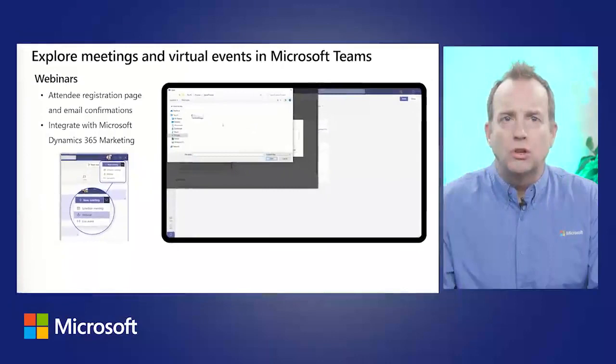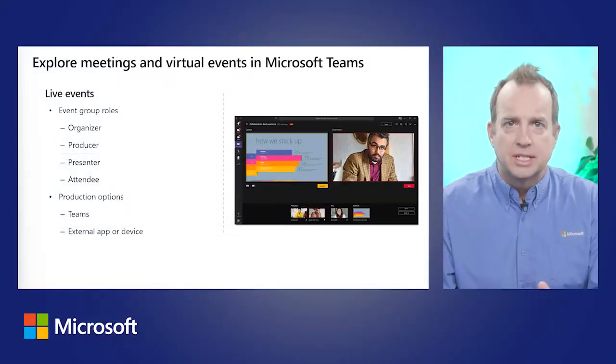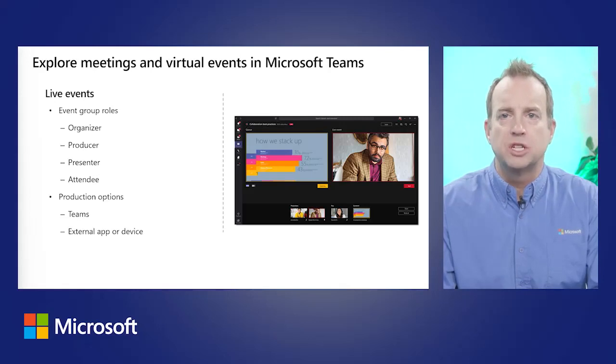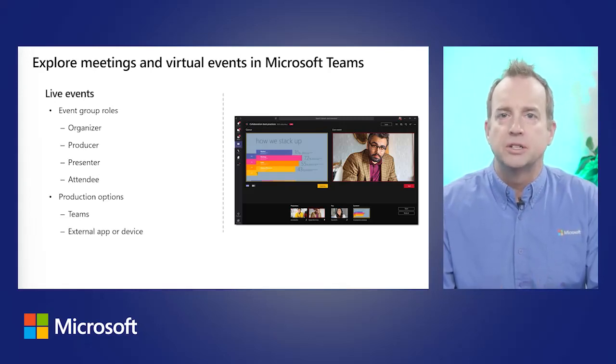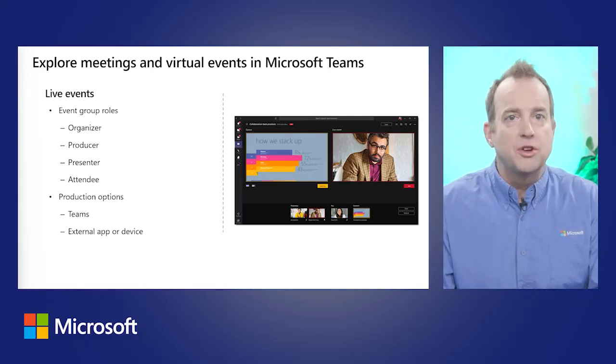And roles. So we have an organizer role, someone that sets up the virtual event in the first place. A producer, someone has to switch between feeds. Let's say we have multiple presenters around the world. Someone has to designate the live feed at any given time. And then we have one or more presenters and, of course, attendees. We're not required to use any third-party hardware or software, but we could.